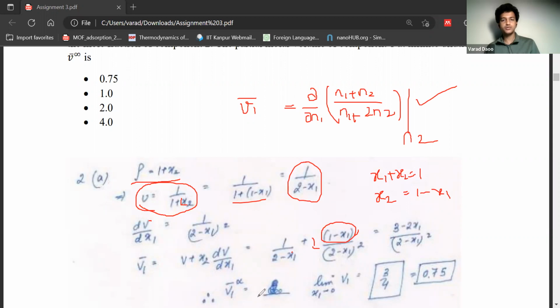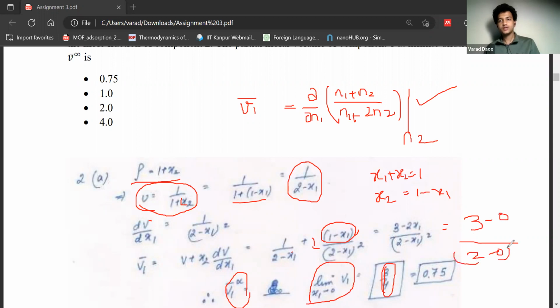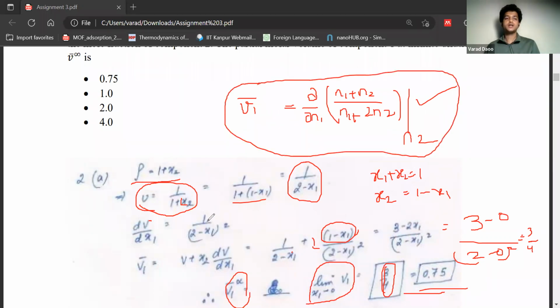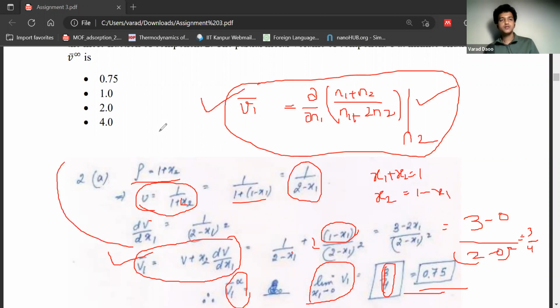And now you put x1 equal to 0, right? Limit x1 equal to 0, v1 is nothing but v1 infinity, and then you get the answer as 3 by 4. So if you put, it is 3 minus 0 divided by 2 minus 0 square, which is nothing but 3 by 4, right? Which comes up to 0.7. So both the routes, this route is also correct, and this route is also correct, even though this appears to be mathematically simple, and this appears to be mathematically complicated, both of these will eventually give rise to the same answer.